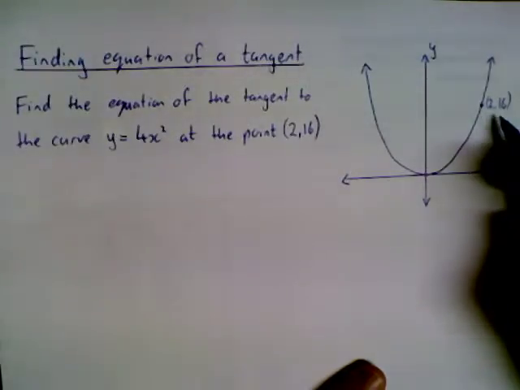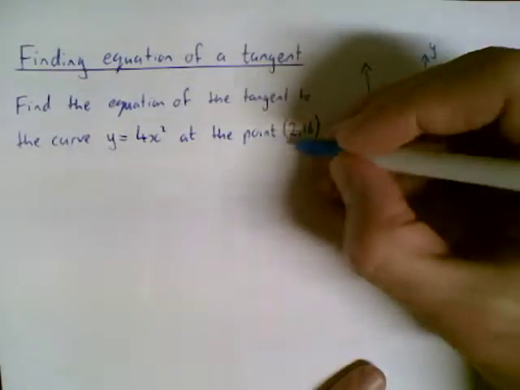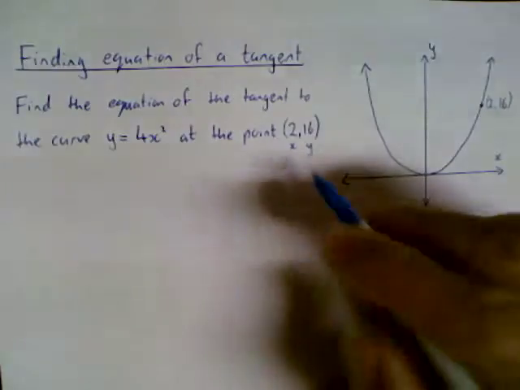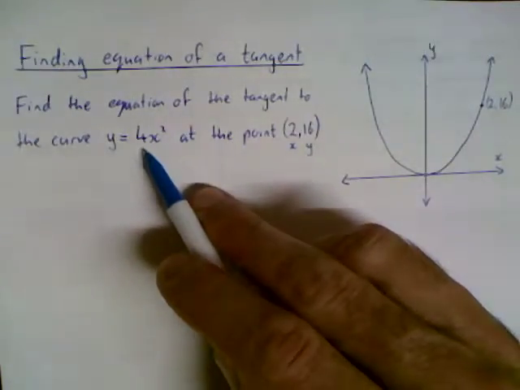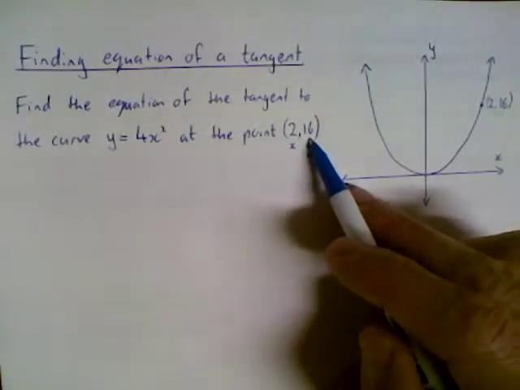And let's just see if that does agree with the equation. So when x is equal to 2, we've got y is equal to 16. At x equals 2, 2 squared is 4, times 4 gives our y value of 16, as expected.